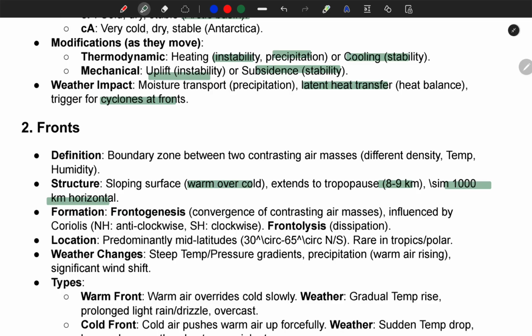Next is formation. Frontogenesis: convergence of contrasting air masses, influenced by Coriolis; in the Northern Hemisphere anticlockwise, Southern Hemisphere clockwise. Frontolysis: dissipation. Next is location. Predominantly mid latitude, 30 to 65 degrees north and south. Rare in tropics and polar regions. Weather changes: steep temperature and pressure gradient, precipitation, warm air rising, significant wind shift.